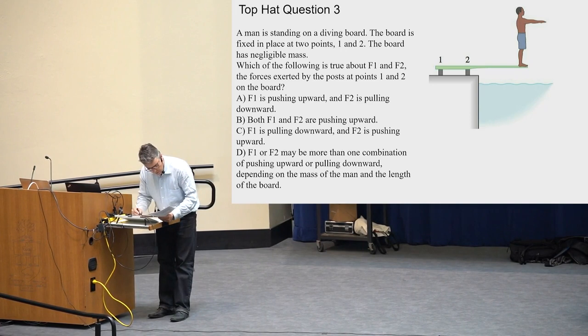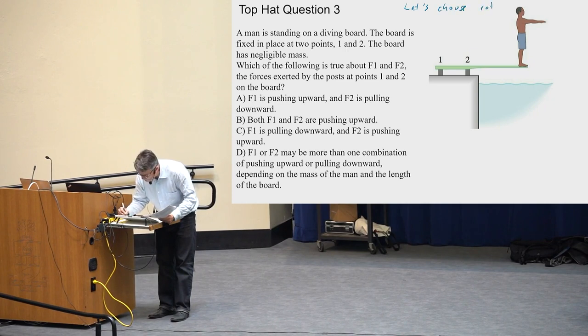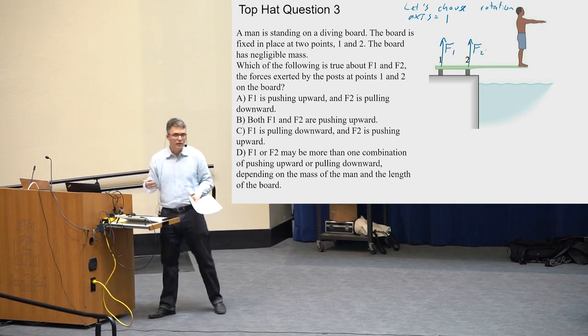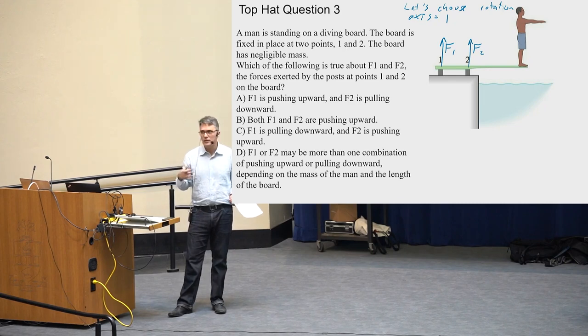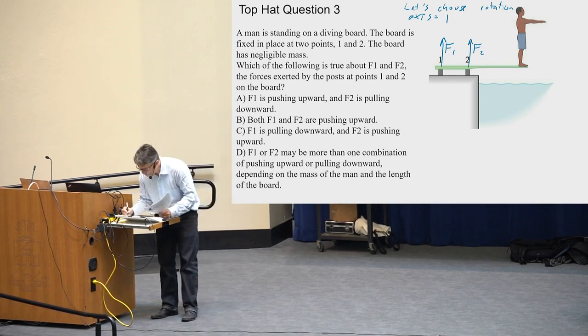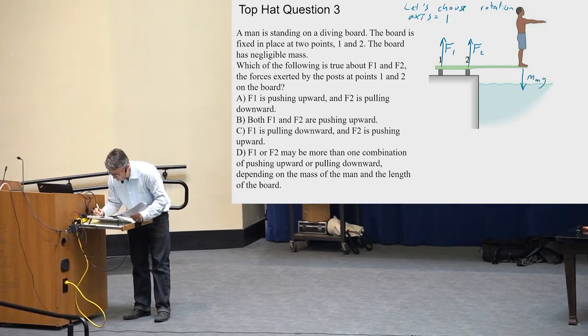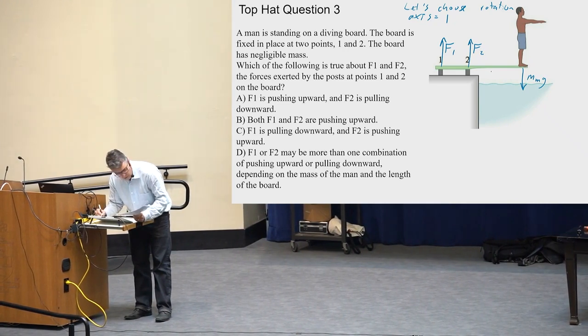So the first way I solved it, I said let's choose the rotation axis equals 1, the left end. Seems to be a favorite of mine. So here's F1 and here's F2. I don't know ahead of time which directions these forces will be, so I'll draw them both up, and if one comes out negative when I do the math, I'll know I drew it in the wrong direction. But I do know, if the system is the board, that this will be pointing down: the mass of the man times g.